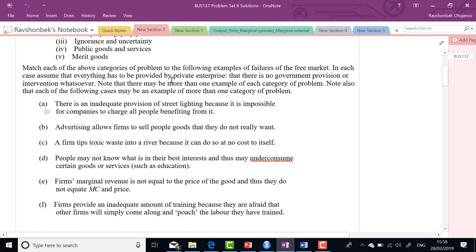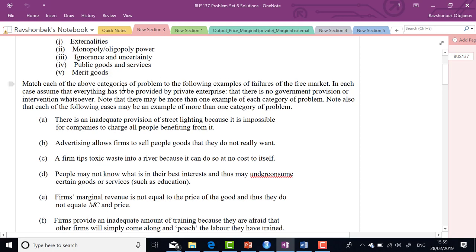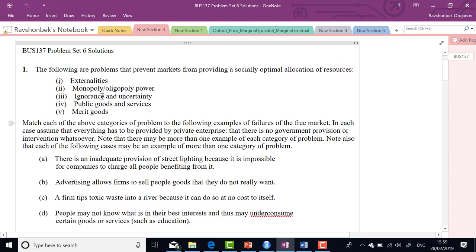Sorry, say it again? Is it at the start it says that it prevents markets from providing socially optimal allocation of resources? Let me repeat that. Where does it say? Right at the start.